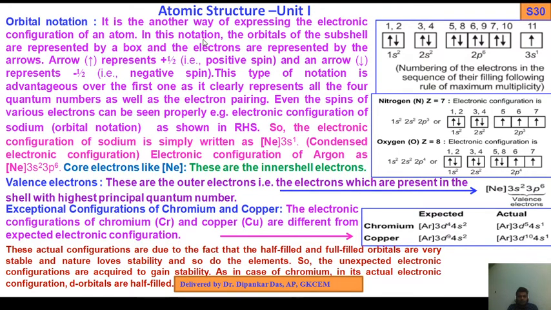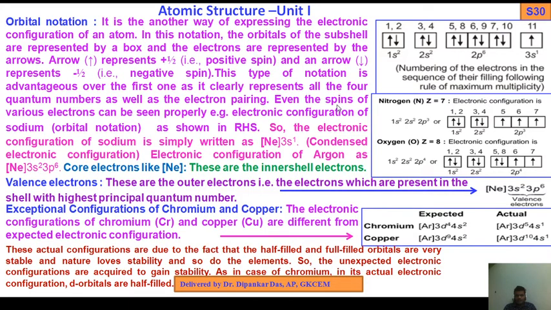In this notation, the orbitals of the subshell are represented by boxes and the electrons are represented by arrows. An upward arrow represents plus half, that is positive spin, and a downward arrow represents minus half, negative spin. This type of notation is advantageous over the first one as it clearly represents all four quantum numbers. From the orbital notation, if you fill electrons in orbitals, you can get the values of the four quantum numbers, as well as the electron pairing.